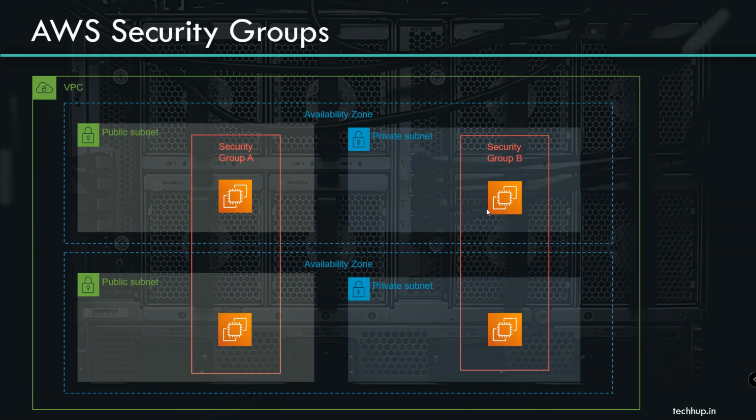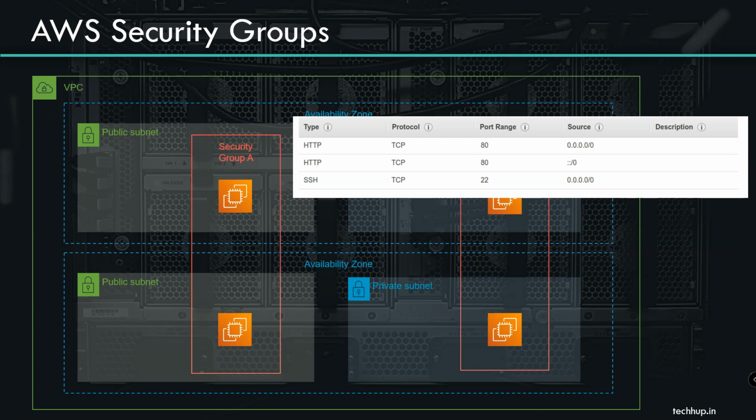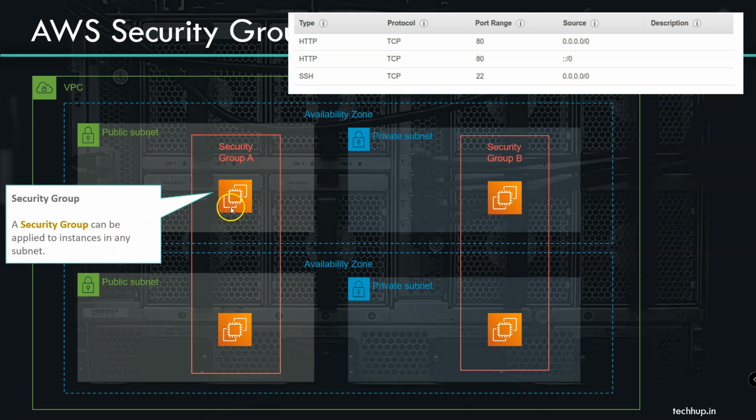So security groups are a virtual firewall that controls the inbound and outbound traffic for an EC2 instance. As depicted by the red perimeter here, the security group acts as a virtual firewall for your instance and it controls the inbound and outbound traffic. It is basically a set of rules that you define to allow or deny the traffic that can flow in and out of your instance or instances. So a security group can be applied to an instance in any subnet, or it can also be applied to a group of instances in different subnets as well.